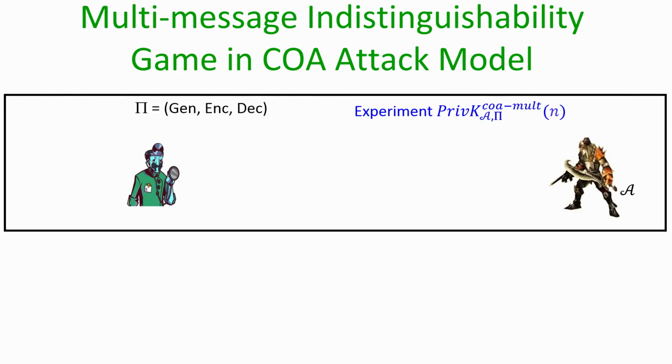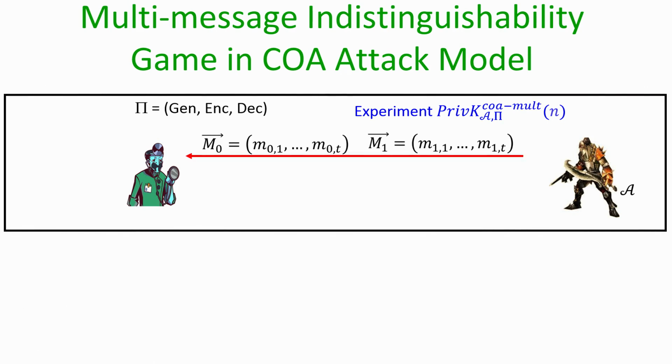In this indistinguishability game, which we call Priv-K COA mult, because we want to capture the multi-message security experiment, the rules of the game are almost identical to the single message indistinguishability game. The difference now is that instead of sending a pair of messages to the verifier, the adversary will now submit a pair of vectors of messages of polynomial size. This basically captures the scenario that the adversary would like to distinguish whether the sender has encrypted one vector of messages or the other vector of messages, right. So, there is no restriction on what type of messages the adversary can put in these two vectors.